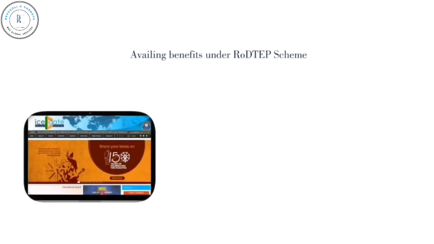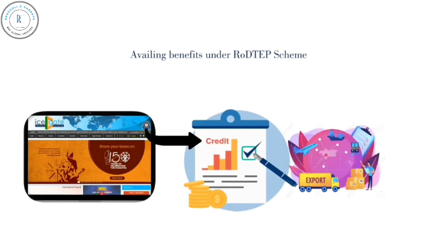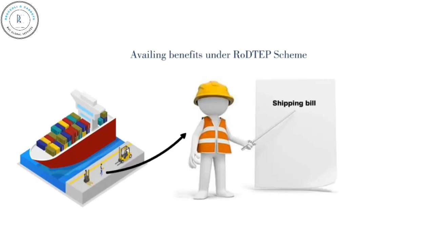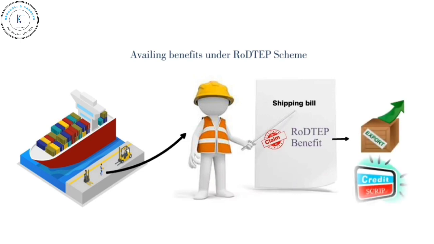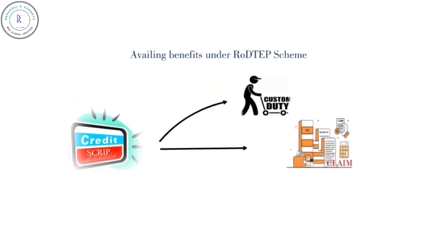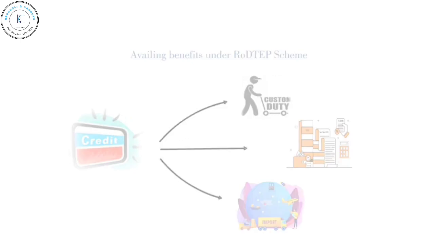Availing benefits under the RoDTEP scheme. The ICEGATE portal, Indian Customs Electronic Gateway, will contain the details regarding the credits availed by the exporter. At the port, the exporter must indicate in the shipping bill the details regarding the claim of the RoDTEP benefit, with regard to a particular item of export, and generate a credit script for it. These credit scripts are then used to pay basic customs duties, claim rebates, or can be transferred to other importers, as the case may be.